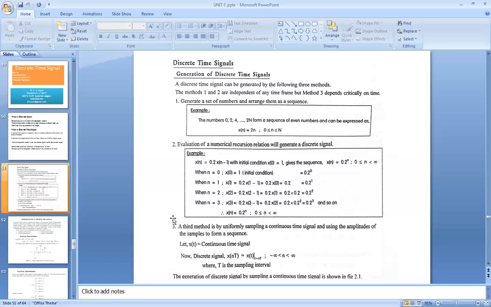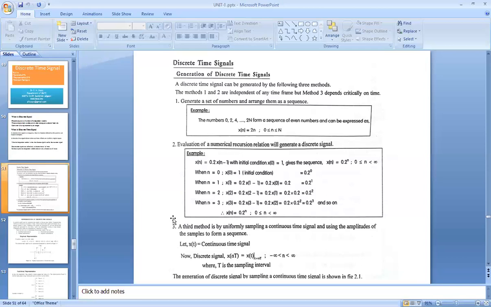These numbers form a sequence of even numbers, and it is expressed by the expression x of n is equal to 2n. Hope you got the meaning of how to generate a set of numbers with the help of a sequence, with the help of an expression.